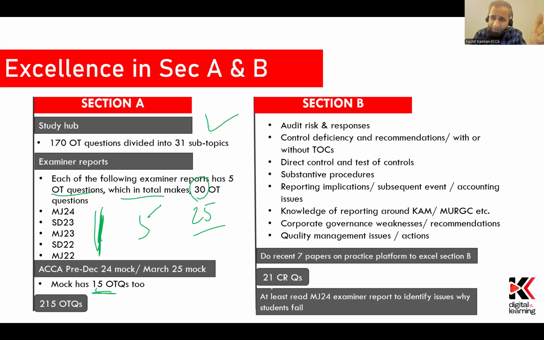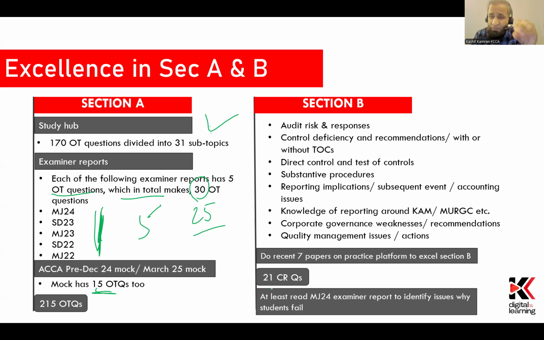Audit risk and responses, control deficiencies and recommendations with or without test of controls, TOCs. Direct controls and test of controls, substantive procedures, reporting implications, subsequent events, accounting issues. Knowledge of reporting around CAM, MURGC, corporate governance weaknesses and recommendations, and quality management issues in action. This is all what is covered in 65 hours.